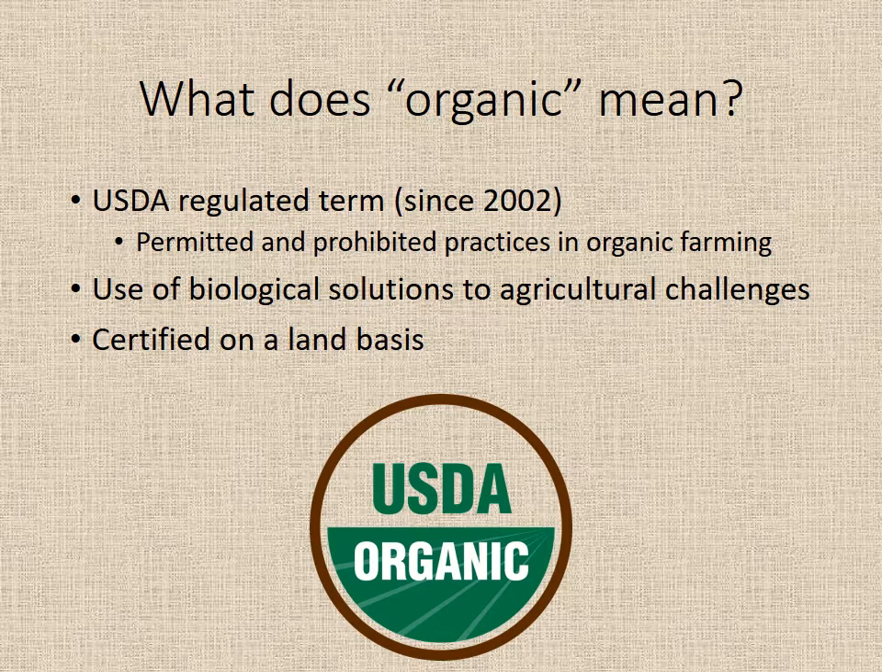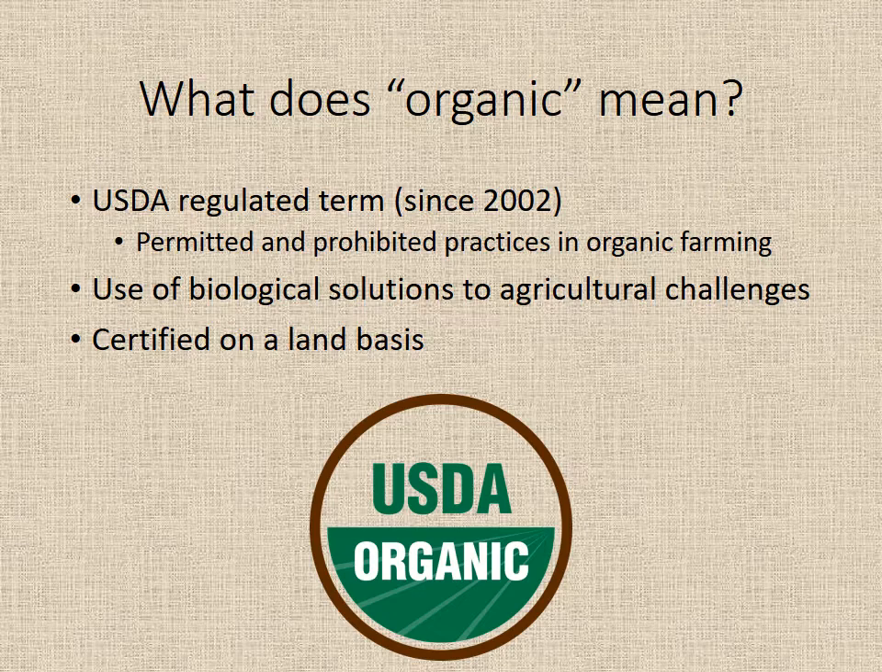But when we talk about organic farming, we are referring to a specific set of agricultural management practices that grew out of a movement of farmers and consumers and is now codified and regulated by the USDA. Any crop sold as organic must be grown on land that is certified organic by a USDA-approved certifier. The USDA's organic rule governs every aspect of farm management, but the fundamental idea behind it is the use of biological solutions to agricultural challenges.